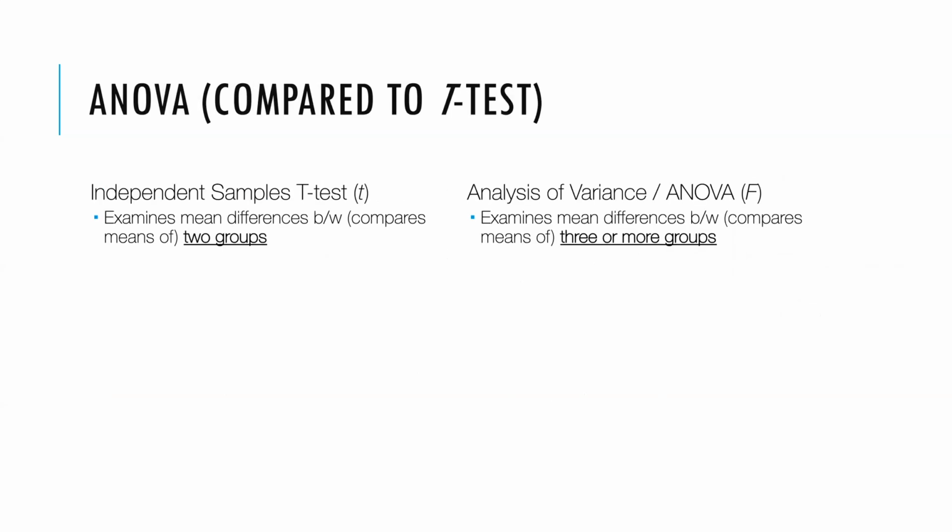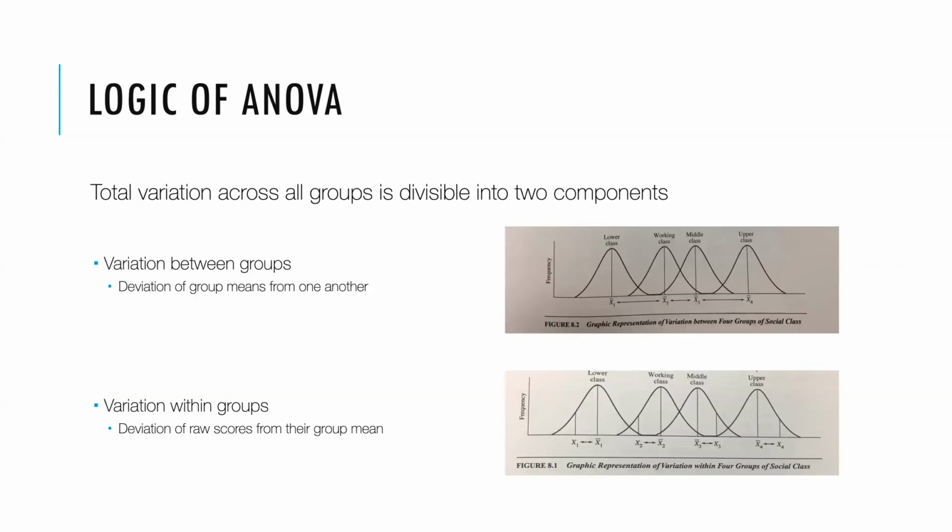And that's the analysis of variance. So we've seen this already. I talked about this. So we have variation between groups and variation within. We have the mean of each of these groups: lower class, working, middle, and upper. We compare those between group differences, but we also compare within. How much does each person's raw score differ from that group's mean?